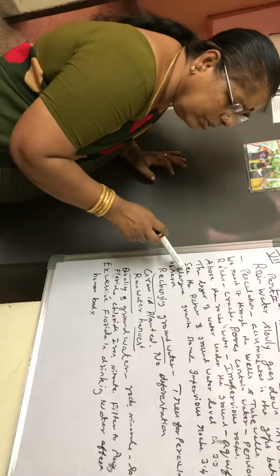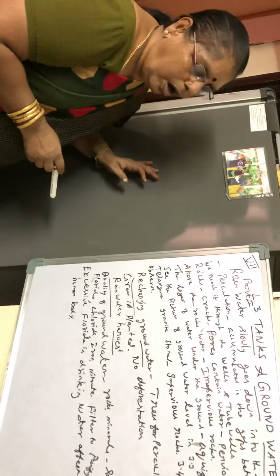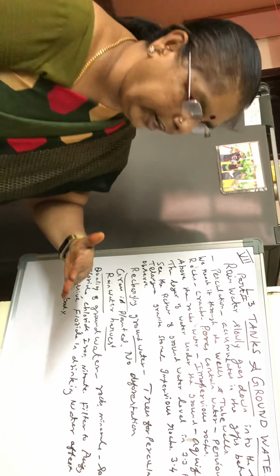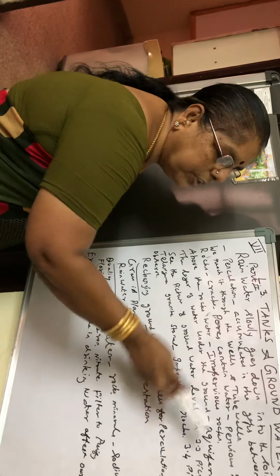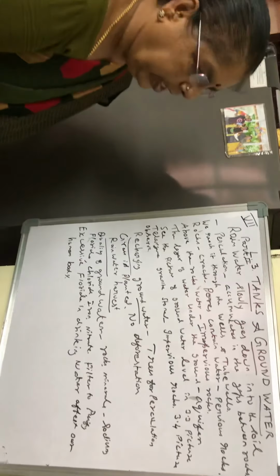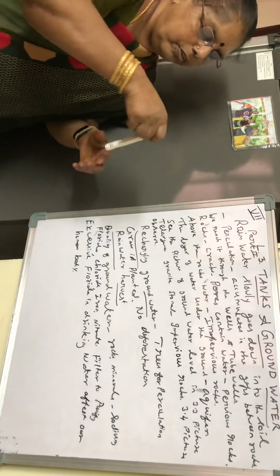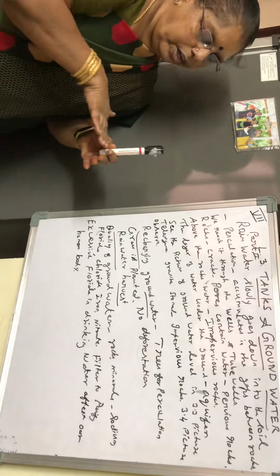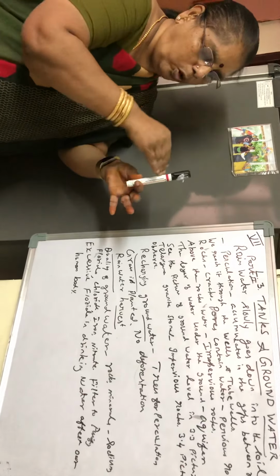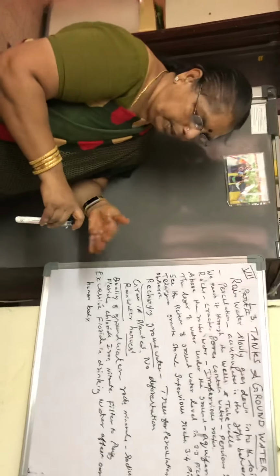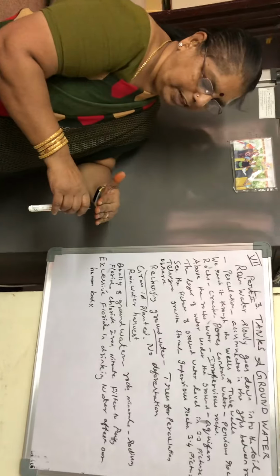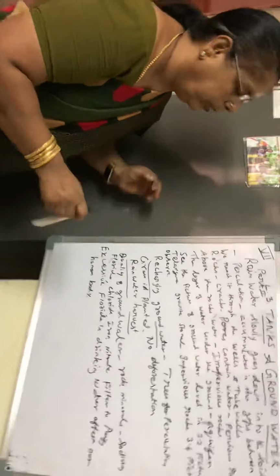Now, we can see in the picture how the water is there under the earth. In our textbook, pictures 3.3 and 3.4 are there. If we observe that, we see how the water level is. Where rocks have pores, the water will be saved like this.